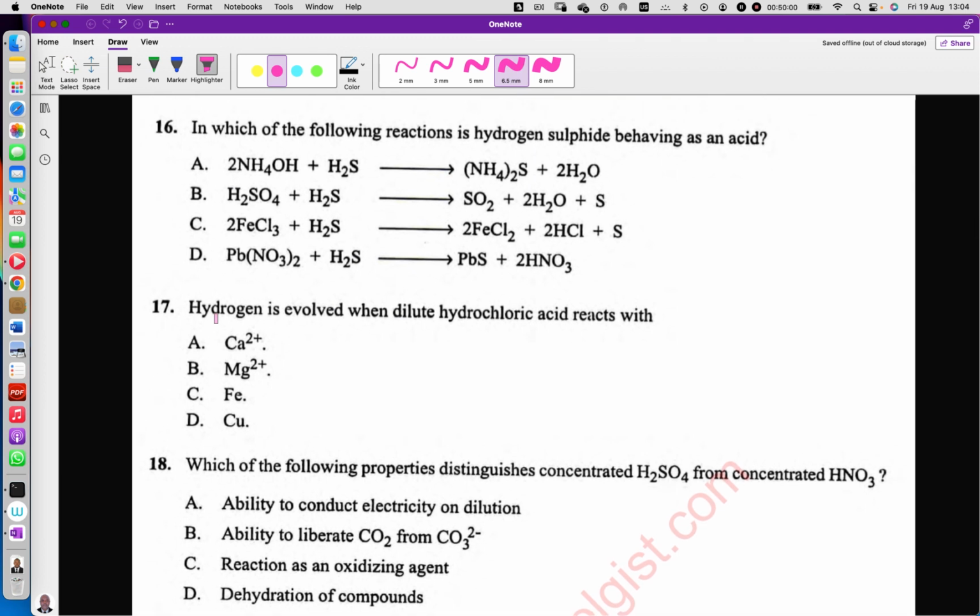Question number 16. In which of the following reactions is hydrogen sulfide behaving as an acid? Which of the following is hydrogen sulfide behaving as an acid?